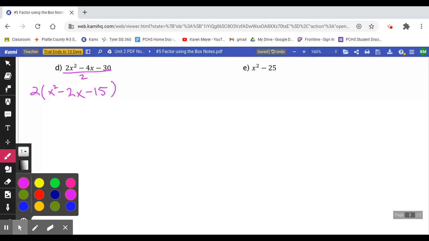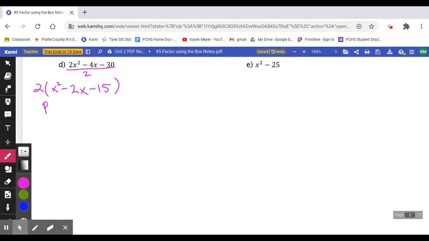Now, when I'm doing the product, the sum, and the factors, that is only for the information inside the parentheses. So that 2 that's on the outside, we're going to kind of leave that alone for now. So kind of ignore that 2 for a little bit. Product would be 1 times negative 15, which is negative 15. Sum is negative 2. So what multiplies for negative 15 that adds for negative 2?